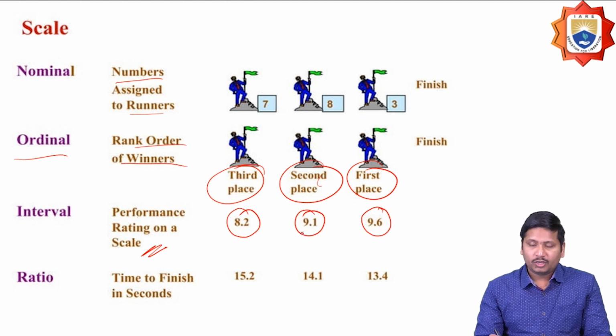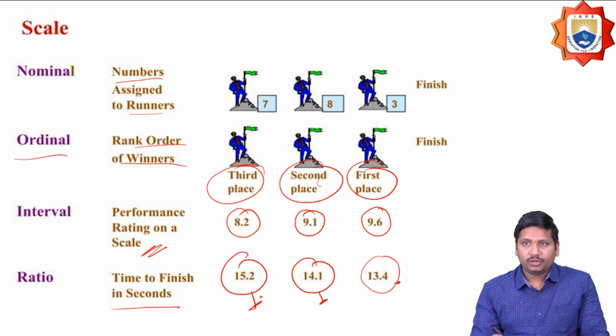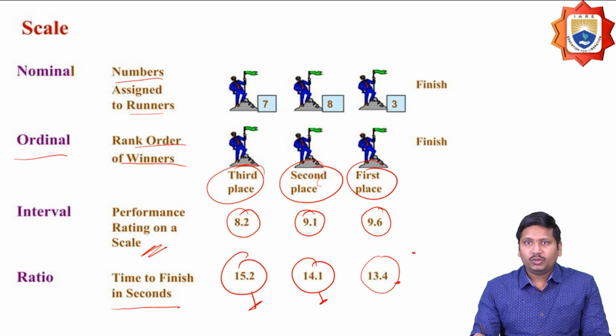So the rating comes under the interval scale. The next one is the ratio scale, which is the time to finish in seconds. The person who obtained first place finished in 13.4 seconds, the second place got 14.1, and the third place got 15.2. Like this we can classify variables into different types: nominal scale, ordinal scale, interval scale, and ratio scale.